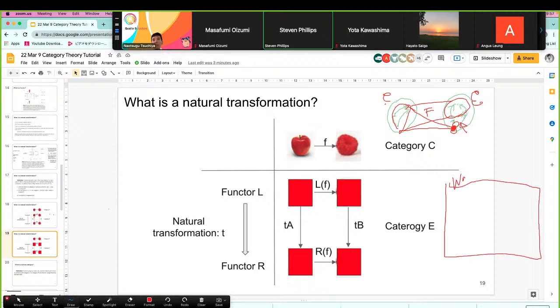And so the example is actually quite nice. Formally, the result of a functor is an image. It's called the image of the functor. It's all the objects and the morphisms that result from applying the functor to the categories.